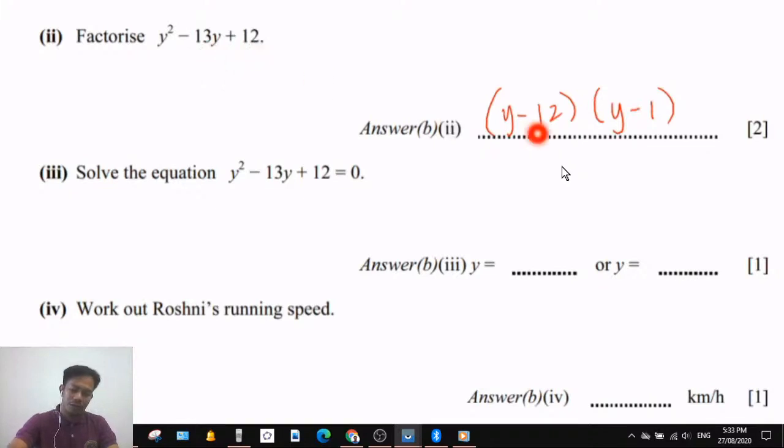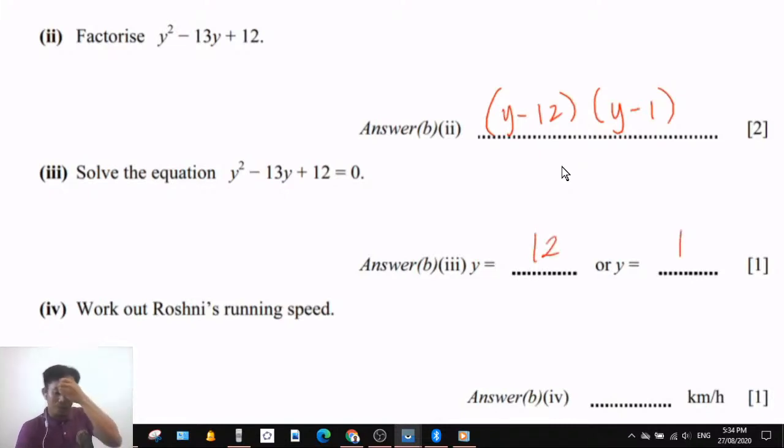I have negative 12 times negative 1 is positive 12. If you multiply, it will become 12. If I add negative 12 and negative 1, it will become negative 13. So the solutions here are 12 and 1.